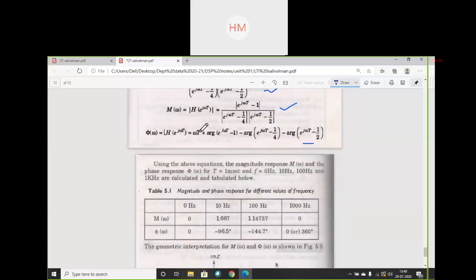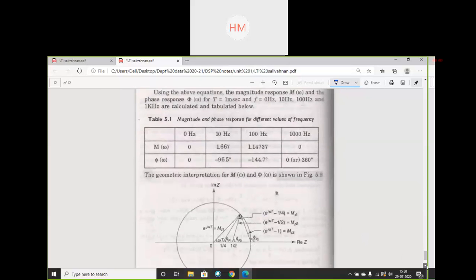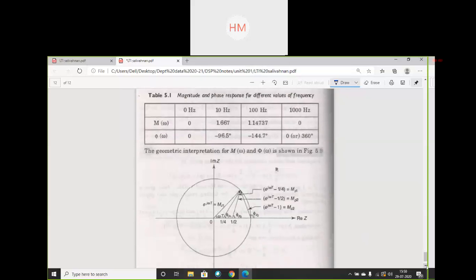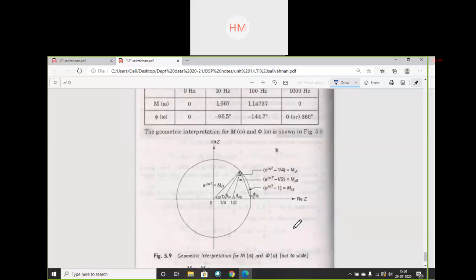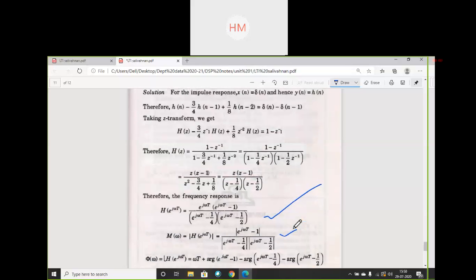What will the magnitude be at 0 hertz? At 0 hertz omega, I will get 0 value. For 10 hertz, I have to put 10 hertz over here and calculate all the values by calculator. And then I have to plot the graph. So the graph will be like this. Geometric interpretation of M and phi. Different angles I have to plot: 1 by 4, 1 by 2. This is real and imaginary. Generally, this question is not asked to plot. Till here only you will get the question.